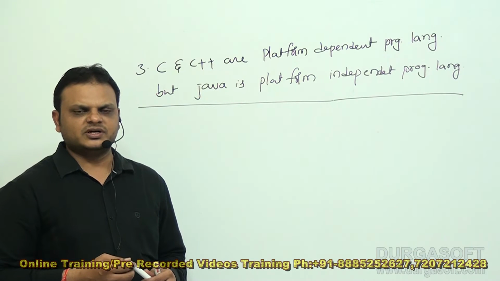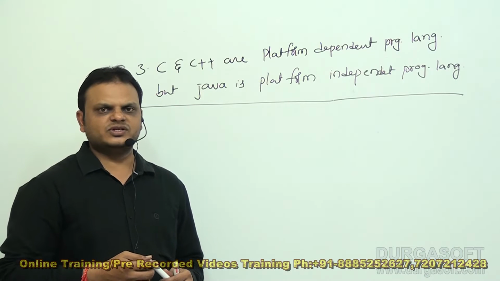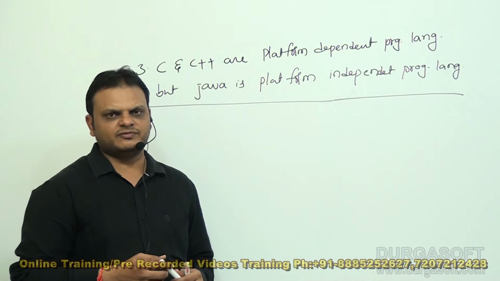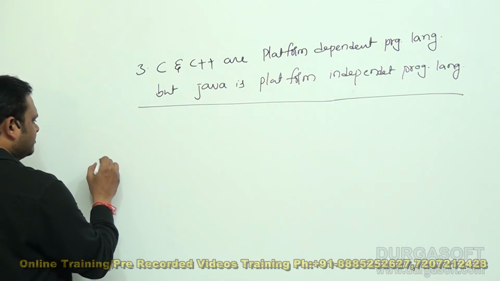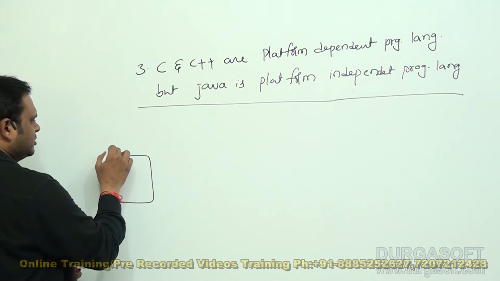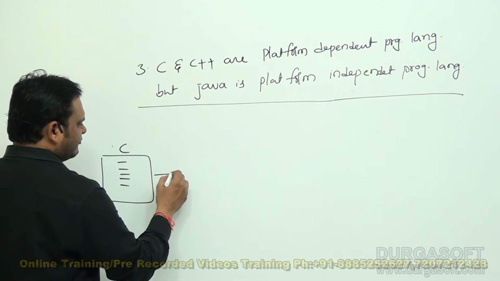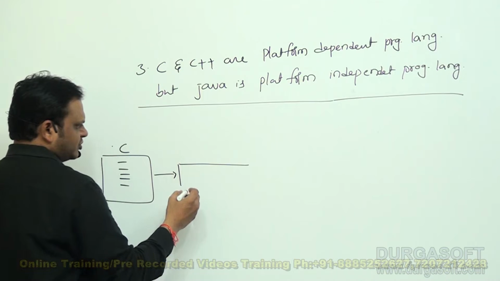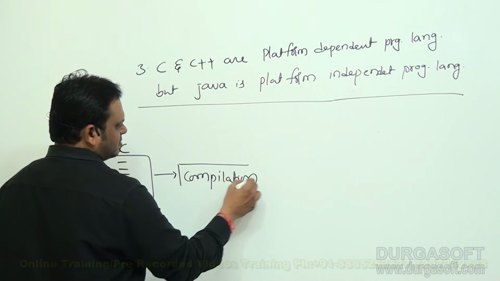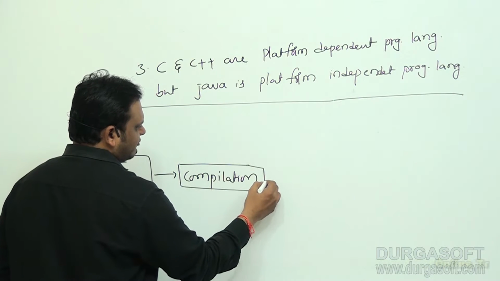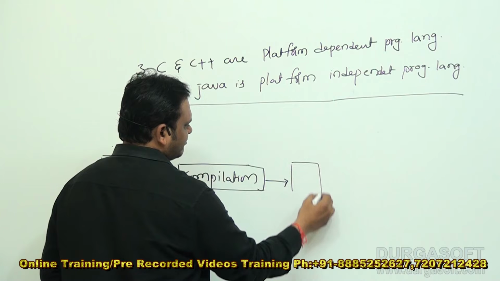C and C++ are platform dependent programming languages. How can we describe this clearly? Let's say for example, I will take a C program. C program starts with the .c extension. Then after that I will take the compilation process. After completion of this compilation process, we get a .exe file in the case of C.